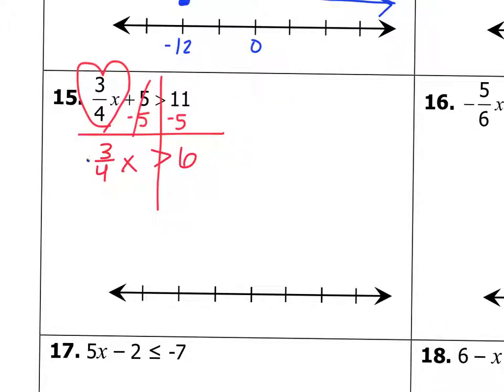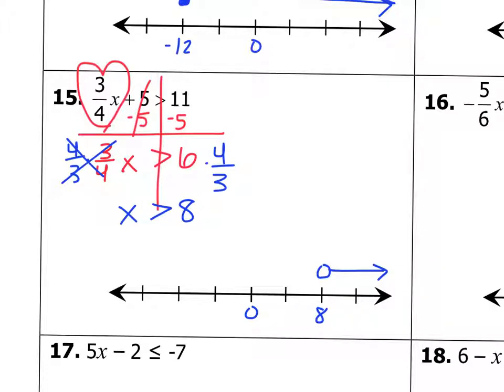So I multiply both sides by 4/3. Do I need to flip any signs? Nope, everything's positive. So I have x is greater than 8. 6 times 4 is 24, divided by 3 is 8. So start with a 0. Then on the positive side somewhere put an 8. Open or closed circle? Open, shade to the right.